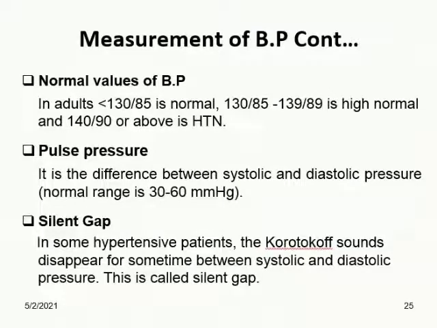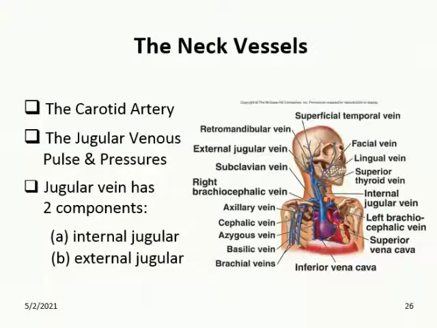Silent gap. In some hypertensive patients, the Korotkoff sound disappears for some time between systolic and diastolic pressure. This is called a silent gap. The neck vessels. These are the carotid artery, the jugular venous pulse and pressures. Jugular veins have two components. These are the internal jugular vein and the external jugular vein.